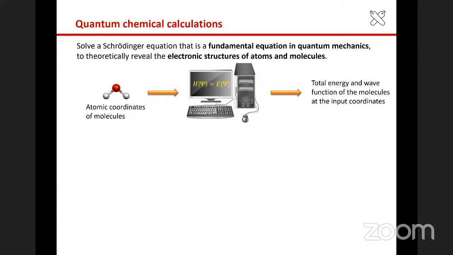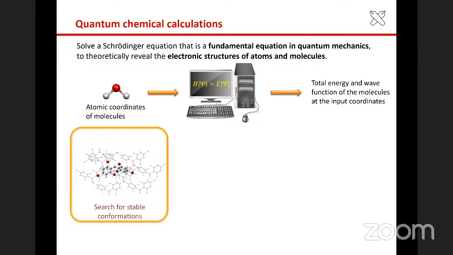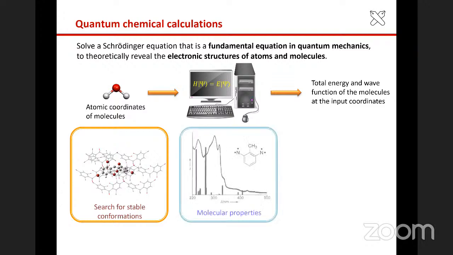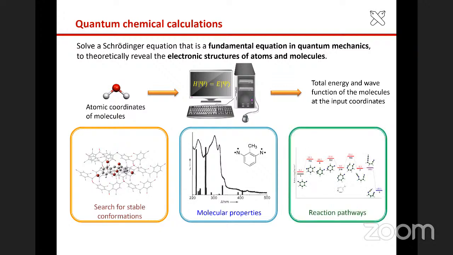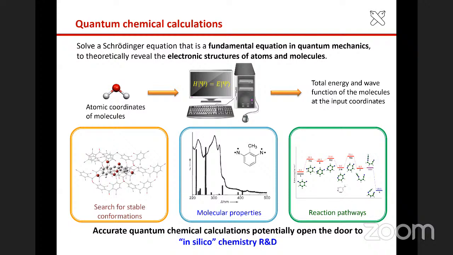I mean, the exact calculation of the Schrodinger equation is usually impossible. So we have to introduce some approximation. But if we can calculate the electronic state very accurately, we can search, for instance, for stable conformations, or we can calculate molecular properties, or we can calculate reaction pathways. So basically, if we can accurately perform quantum chemical calculation, it potentially opens a door to innovative chemistry research and development.